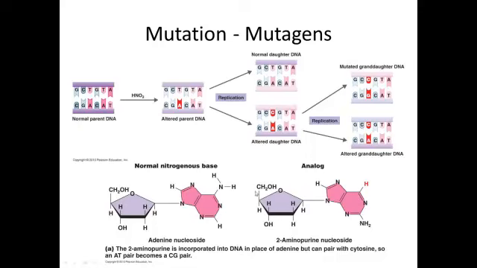So DNA polymerase sees this as an A, gets put in, but because of this hydrogen being here, it can form 3 hydrogen bonds just like a guanine, so it pairs with cytosine. So just like up here, we get a change of an AT sequence to a GC sequence.